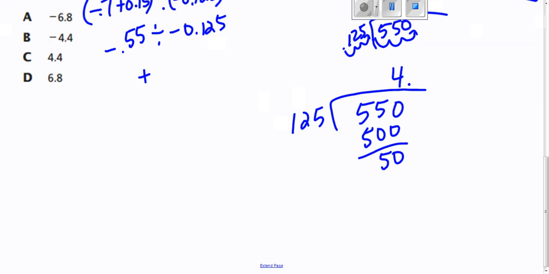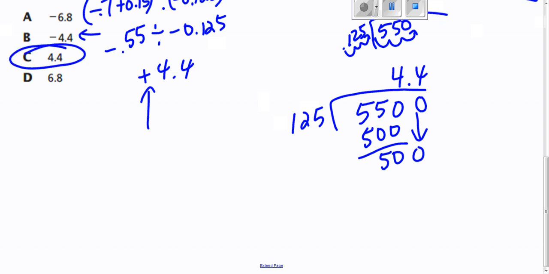Sorry, the pen keeps moving, which is getting annoying. Add a 0, bring it down, that's 500. And 125 goes into 500 exactly 4 times. I'll write my answer here. And since I already put that nice positive sign, I won't mistakenly pick B. The answer is C, 4.4.